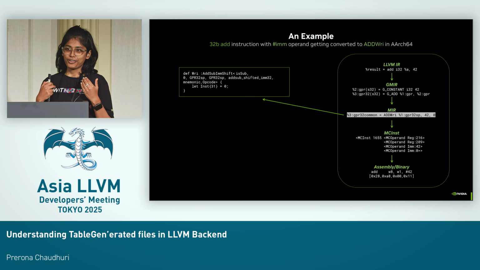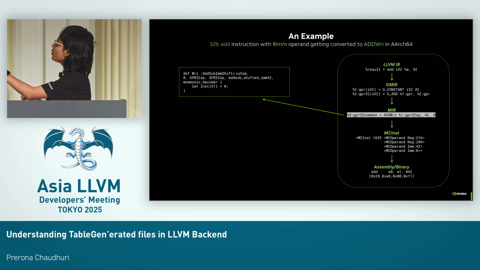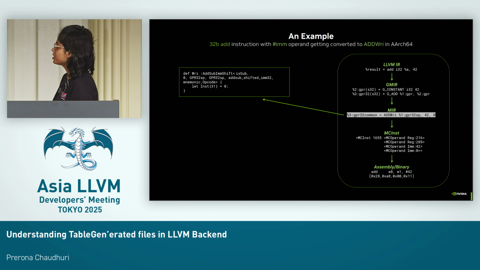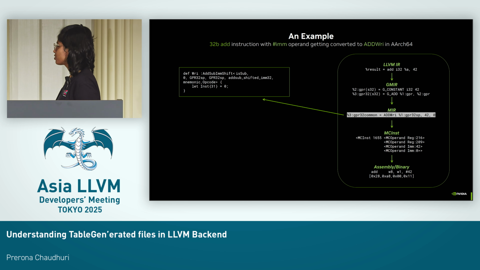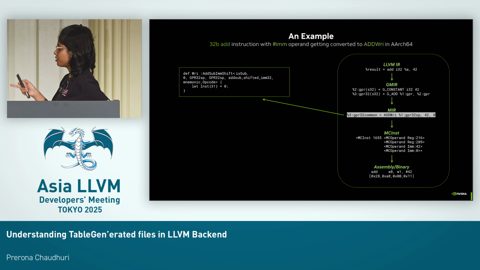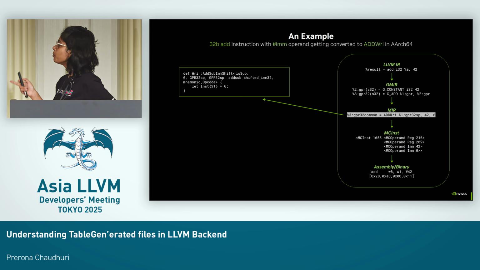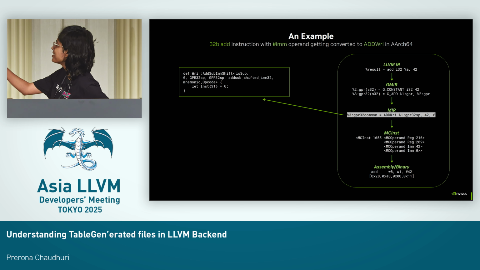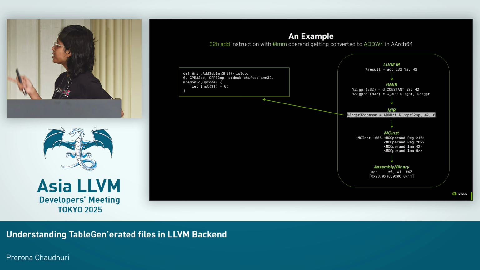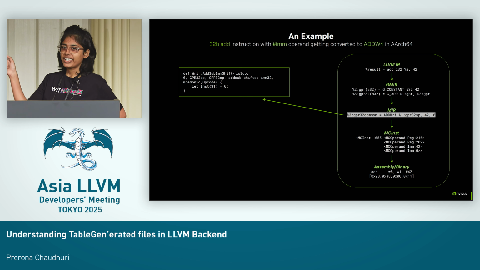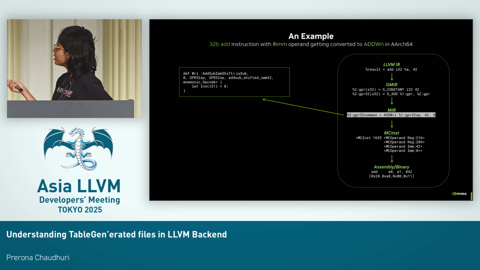To make it simpler for us, I'm going to consider an example. This is the GlobalISel flow, just a 32-bit add instruction and the various representations in the IRs. The highlighted one is MIR, and it's an instantiation of the TD abstract record that I have mentioned. Let's zoom in on that TD record.